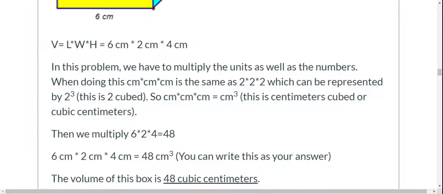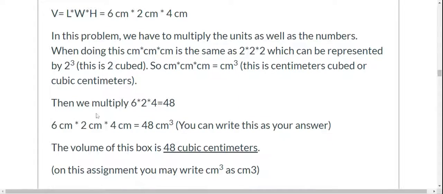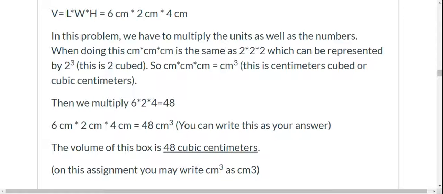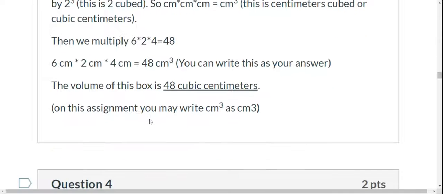Either way, I would consider correct. If we multiply 6 times 2 times 4, we get 48. We multiply the numbers, and we multiply the units. Put that all together, and we have 48 centimeters cubed. So you can write your answer like this. The volume of this box is 48 cubic centimeters.